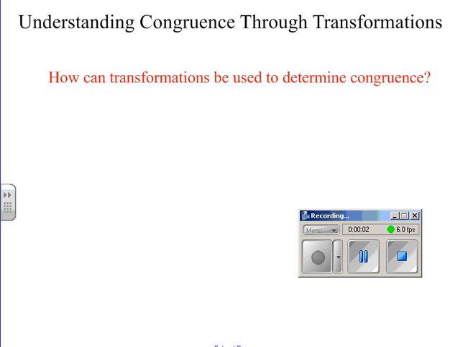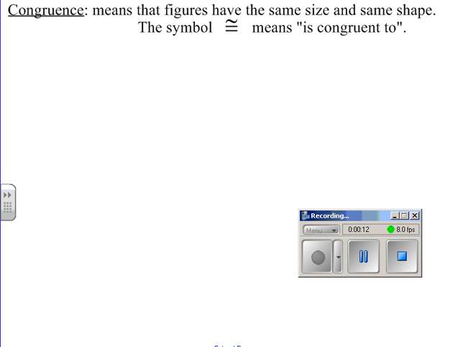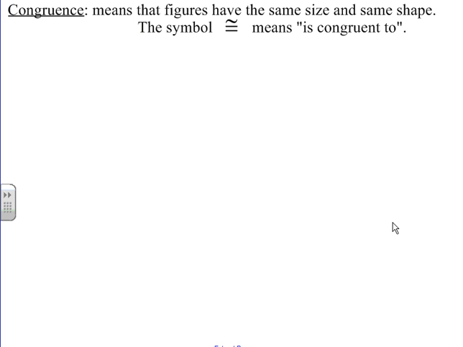This is part one of a two-part series on understanding congruence through transformations. Now, how can transformations be used to determine congruence? First of all, we have to understand that congruence means that figures have the same size and the same shape.